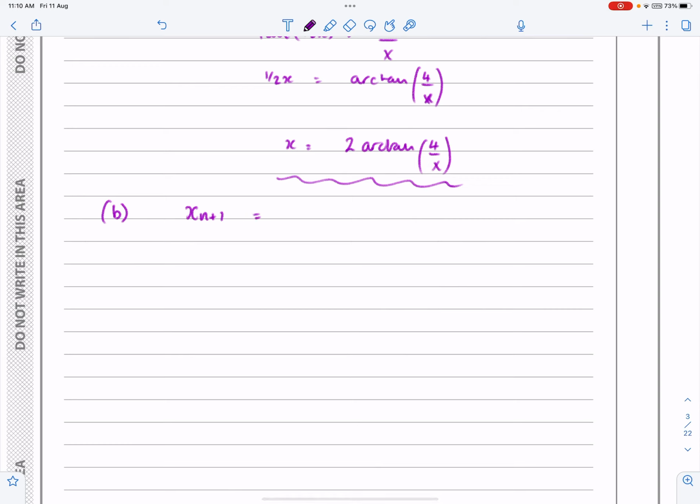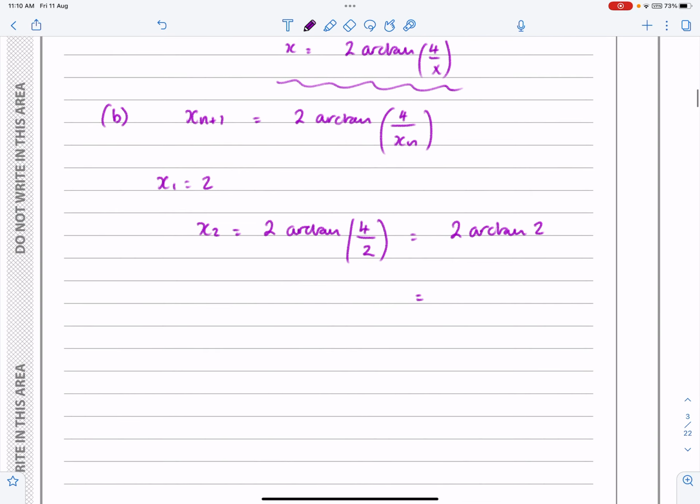x to the n plus 1 is 2 arctan 4 over x to the n. And then I say x1 is equal to 2, and I say x2 is equal to, and I basically just show myself putting the 2 in here. So that's going to be 2 arctan 4 over 2, which is 2 arctan 2, which then works out to be, in this case, 2.214. They asked for 3 decimal places, so I've given it to 3 decimal places.